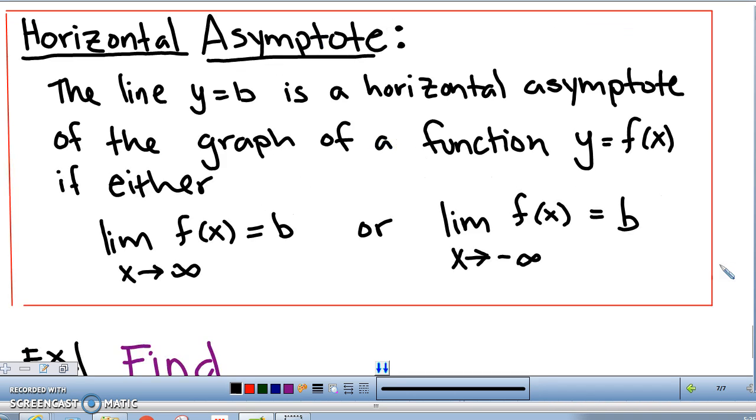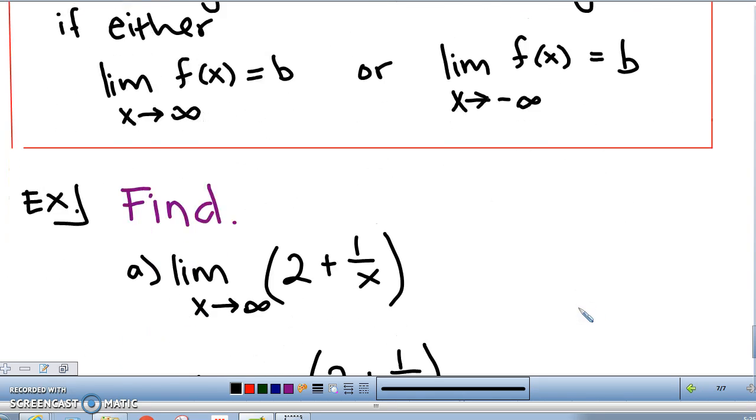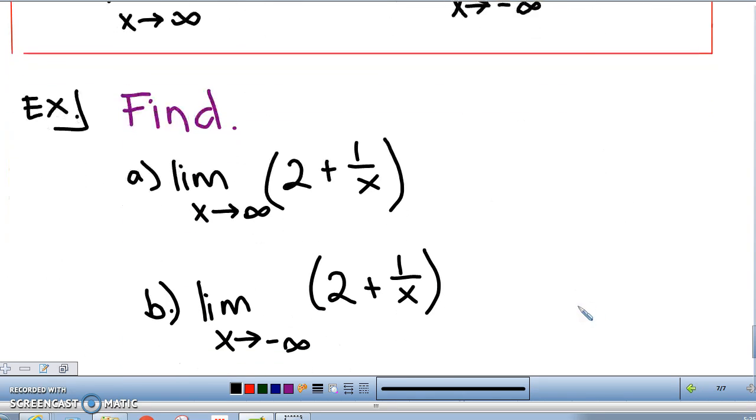All right, how about horizontal asymptotes? The line y equals b is a horizontal asymptote of the graph of a function y equals f of x if either the limit of f of x as x approaches positive infinity is equal to b, or the limit of f of x as x approaches negative infinity is equal to b. Okay, and here's your examples.